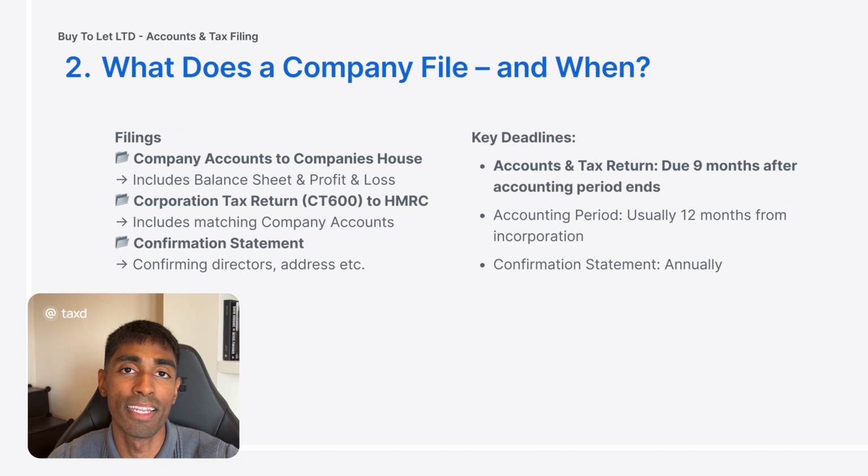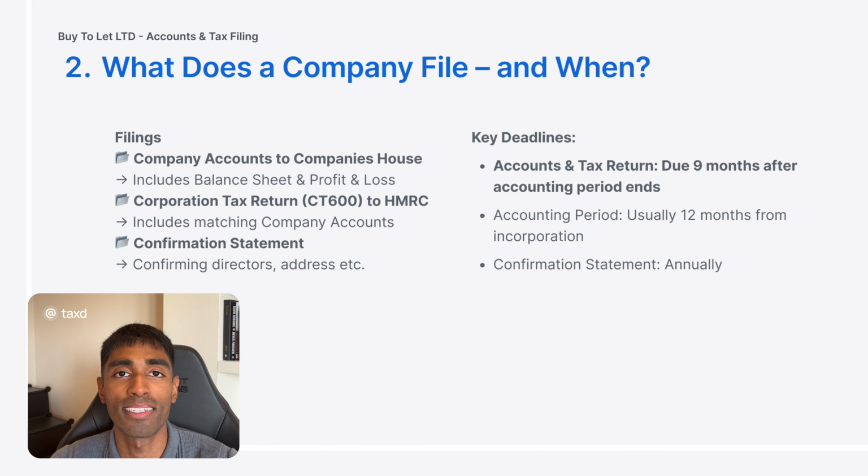But remember, it's different from the personal tax year that runs from April to April. In any case, if you have any doubts, check Companies House, as this will tell you your accounting period and your filing deadline. And don't forget to file your confirmation statement with Companies House. This is generally 1 year after incorporation. You're just confirming your shareholders, directors, addresses, etc. to make sure that the records are up to date.